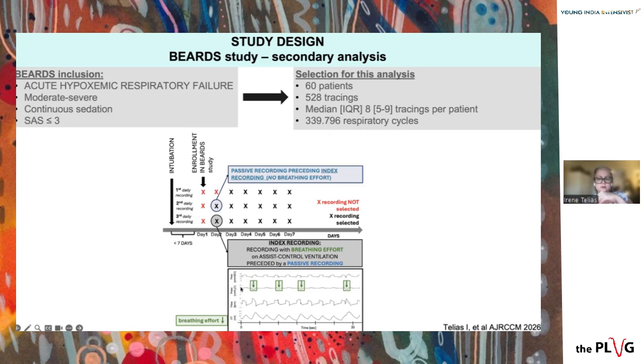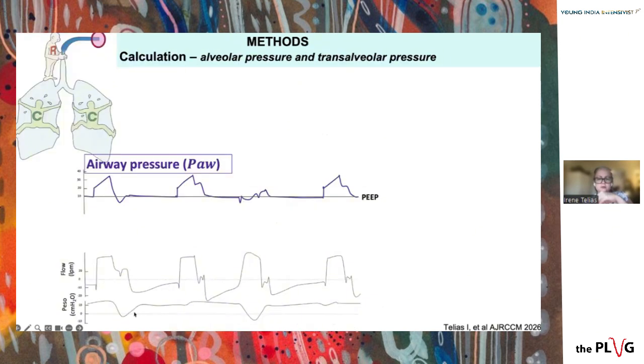When I'm talking about recording, it's the same as what you see on the ventilator screen with the flow and the airway pressure. And we had the addition of esophageal pressure as a surrogate for pleural pressure. In total, 60 patients, more than 500 recordings, and lots of respiratory cycles. From these recordings, airway pressure, flow, and esophageal pressure, we calculated the different parameters to measure the stress, the strain, and the drop in alveolar pressure.